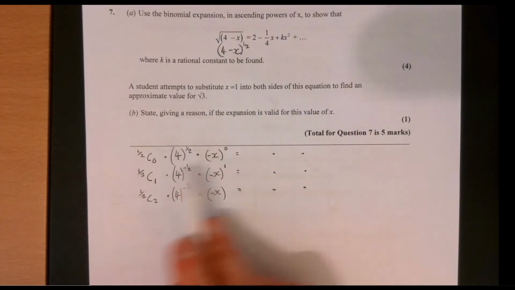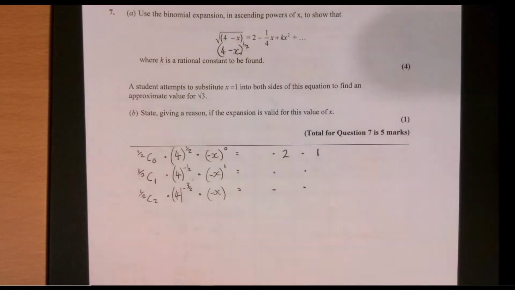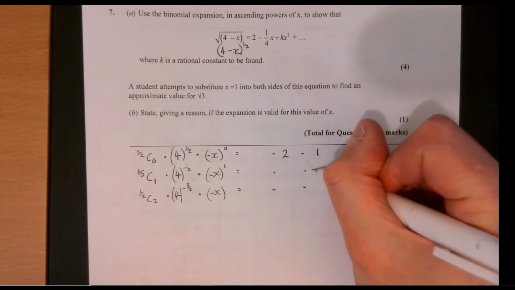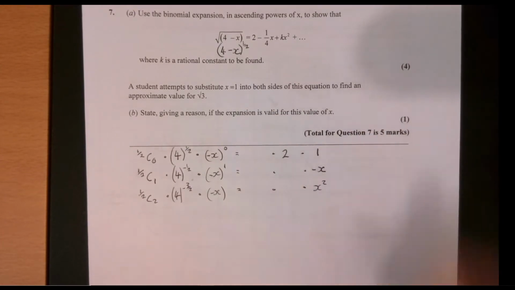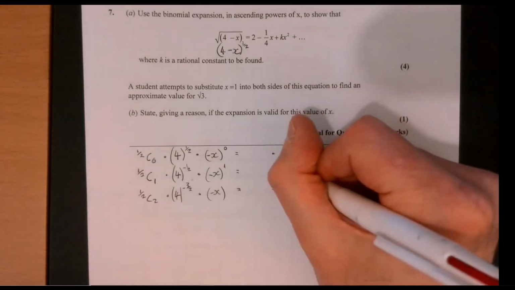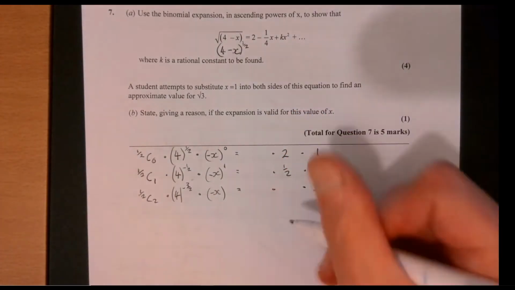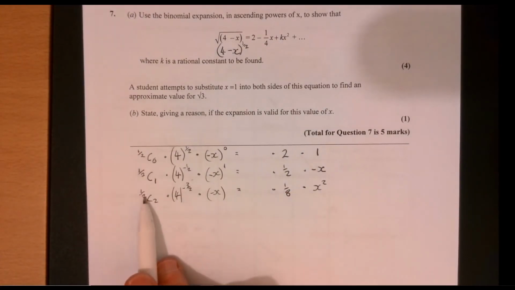So the first one, I can do this bit, that's 2. And I know that's 1, anything to the power of 0 is 1. I'm going to get a minus x there, and an x squared there. This one, to the minus a half, is a half, and then we've got an 8. So the only things we've really got to make sense of are what these mean over here.